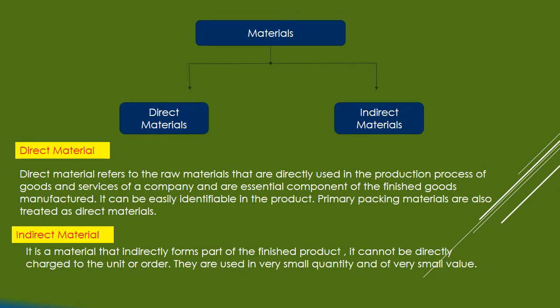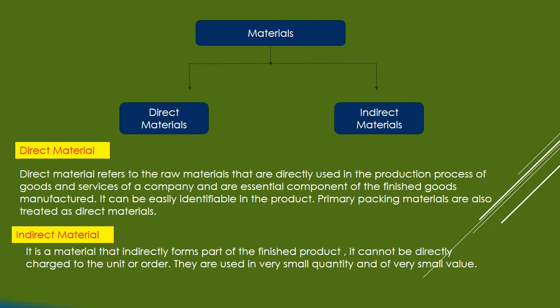So the direct materials refers to the raw materials that are directly used in the production process of goods and services of a company and are essential component of the finished goods manufactured. Cloth is essential to stitch a garment. So that's a raw material or a direct material. And this can be easily identifiable in the product. From the garment, in the first look itself, what we are seeing is the cloth. So it is easily identifiable in the product. And primary packing materials are also treated as direct material.